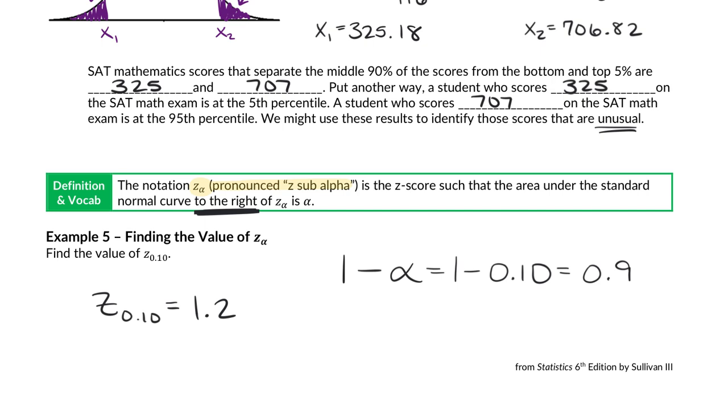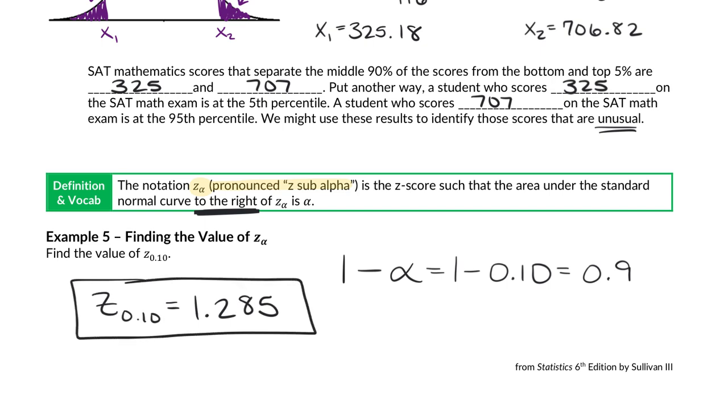So how would we write that number? If it's in between those two columns, in between 0.08 and 0.09, 1.285. So it's basically like a quick little scavenger hunt question, but since that alpha value is to the right, you do need to make sure you do 1 minus to use your table, because your table is all to the left.